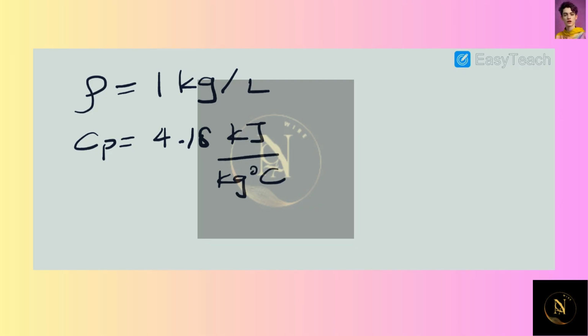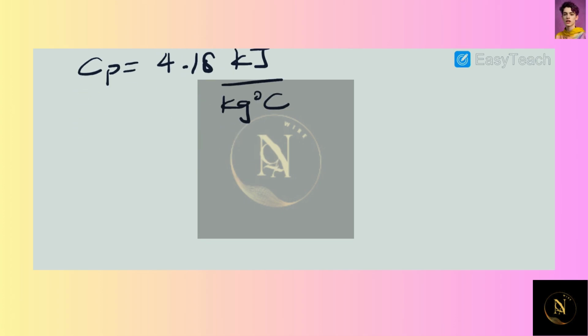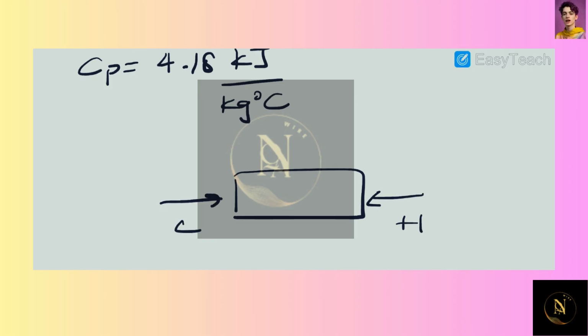Now what we're going to do is actually take the mixing chamber, which looks like this. So basically this is your mixing chamber. You have cold water coming in, you have hot water coming in, and then you have your mixture coming out. So this is going to be 1, 2, and 3. And that's going to be our system.